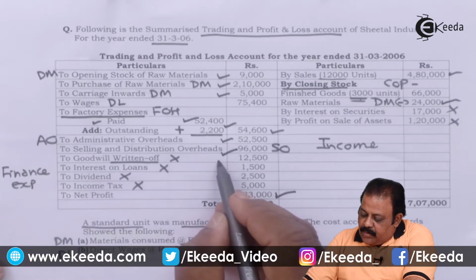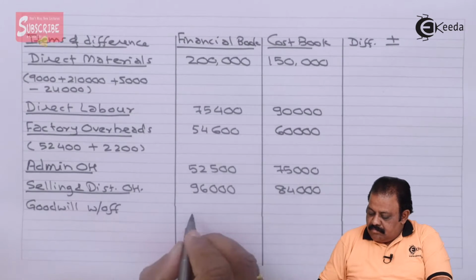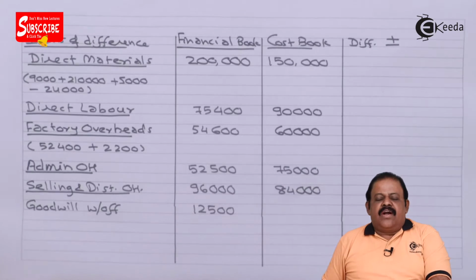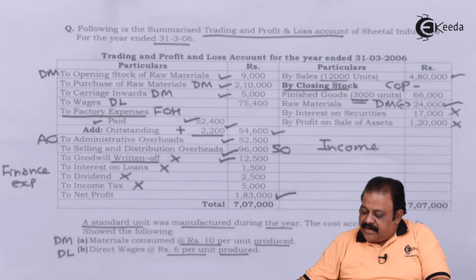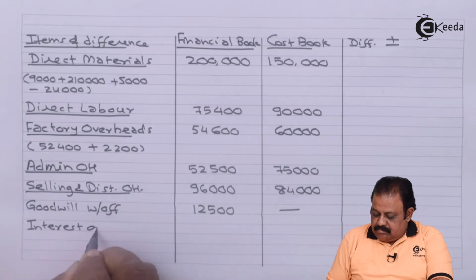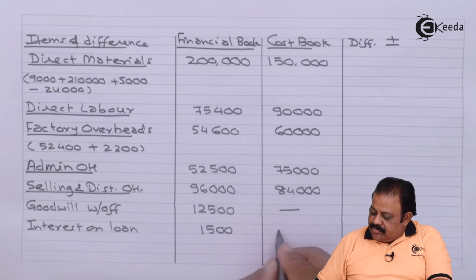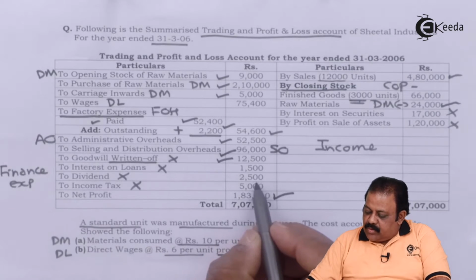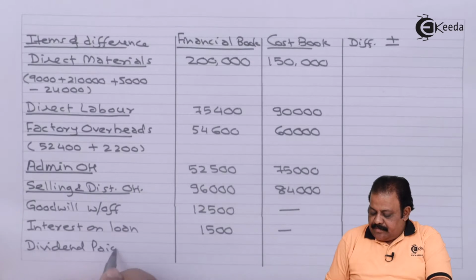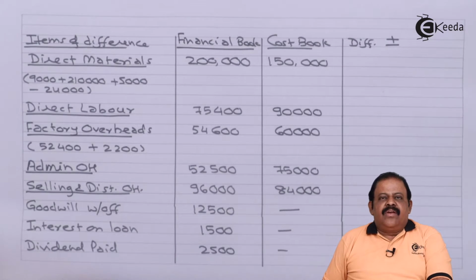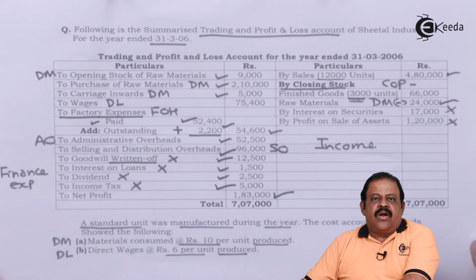Goodwill written off 12,500. It is recorded only in financial book. Interest on loan 1,500. It is recorded only in financial book. Dividend paid 2,500. It is recorded only in financial book. Provision for income tax rupees 5,000. This is recorded only in financial book.